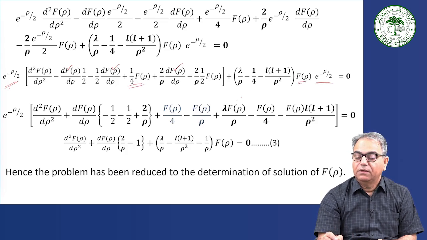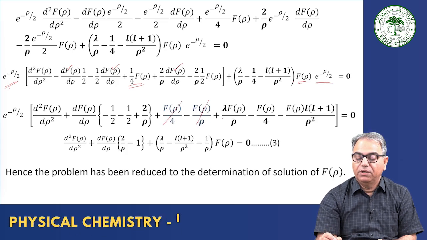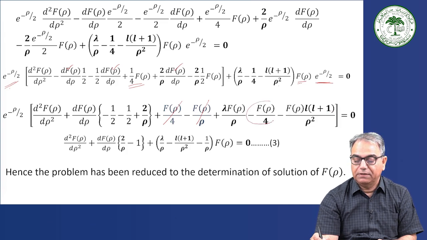Okay. So, you have this one, and which will go, because you have f rho divided by 4 and minus f rho divided by 4 plus lambda f rho divided by rho, minus f rho divided by 4 and then minus f rho L into L plus 1. Okay. So, this I think I have already taken f rho. This is an extra term, I think. It should not be here because minus f rho divided by rho I have written here.